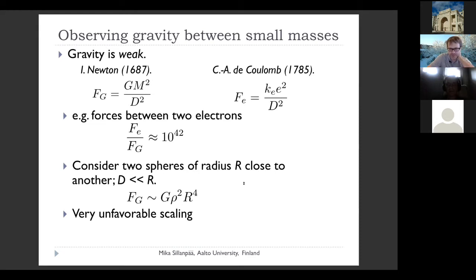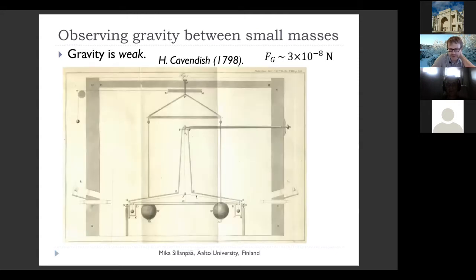And so one further thinks, if you have 2 spheres, for example, of radius r, pretty close to one another. So this D is sort of, no, actually no, this is wrong. This should be D equals roughly R. And then you notice that the gravitational force is proportional to the fourth power of the size of the object. So it becomes really small rapidly when you make things small. Scales badly, when you would be interested to observe gravity between small masses.